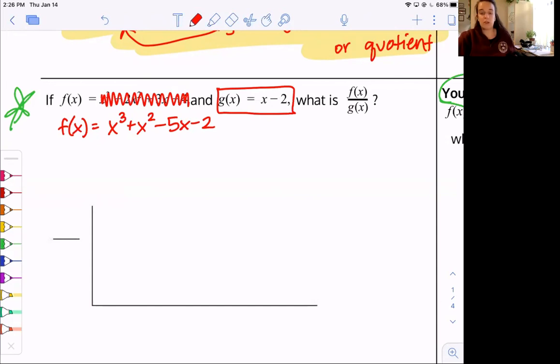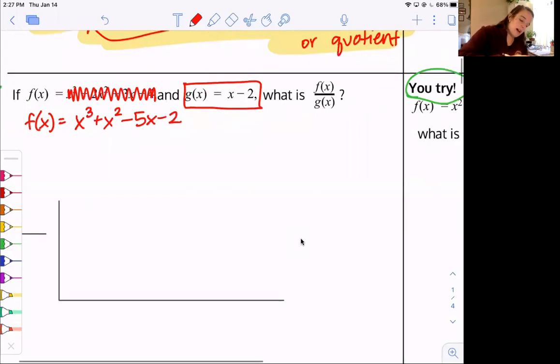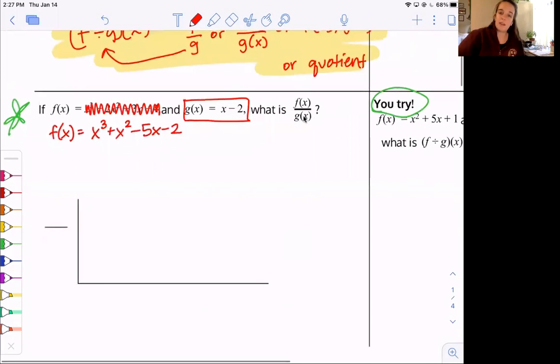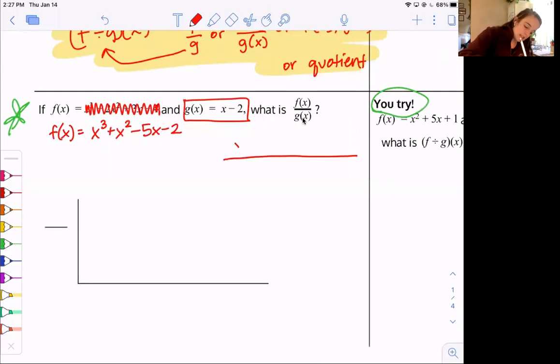If you did the notes from the video already, you can get started on the assignment if you're feeling confident. If you are not feeling confident, then you can do this problem with us, ask any questions that you have, and then jump off when you're ready. Okay, so it says, what is f of x divided by g of x? So I'm going to write one big fraction. It says x to the third plus x squared minus 5x minus 2.